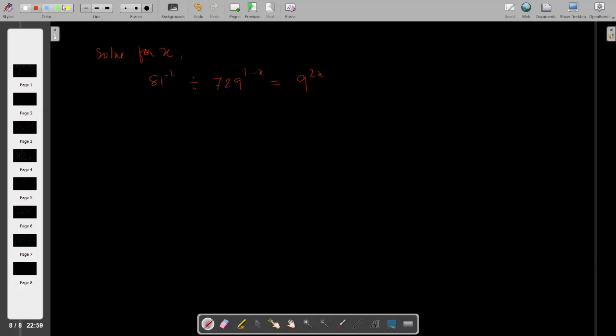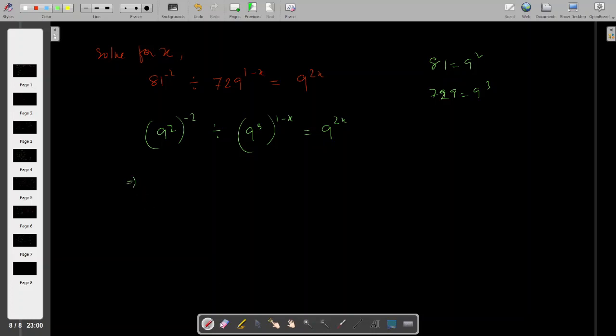Okay. So as you can see here the smallest term is 9, and 81 can be expressed in terms of 9. Also 729 can be expressed in terms of 9. So 81 is 9 square and 729 is 9 cube. So everything can be expressed in terms of 9. Then the base will become the same, and then you can finally solve it for x. So it becomes 9 square to the power minus 2 divided by 9 cube, then outside is 1 minus x, is equal to 9 to the power twice x.